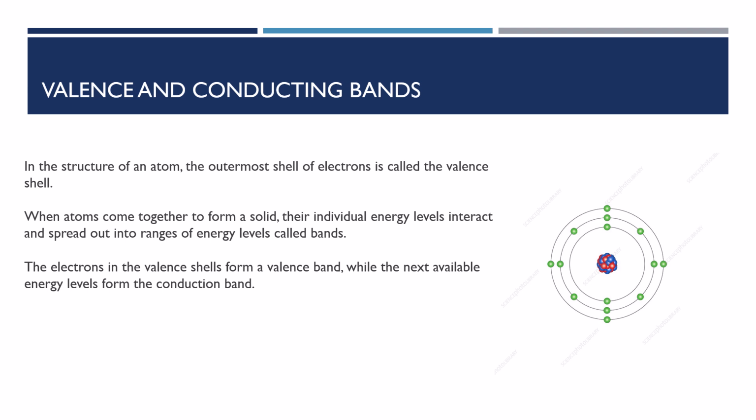If we take a look at the structure of an atom, we can see that the outermost shell that has electrons in it is known as the valence shell. As we bring multiple atoms close together to form a solid, each atom's outermost shell and energy shell begins to interact and spread out into large ranges of energy levels, which we call bands. The outermost band that has electrons in it forms the valence band, while the next available energy level that has no electrons in it is the conduction band.